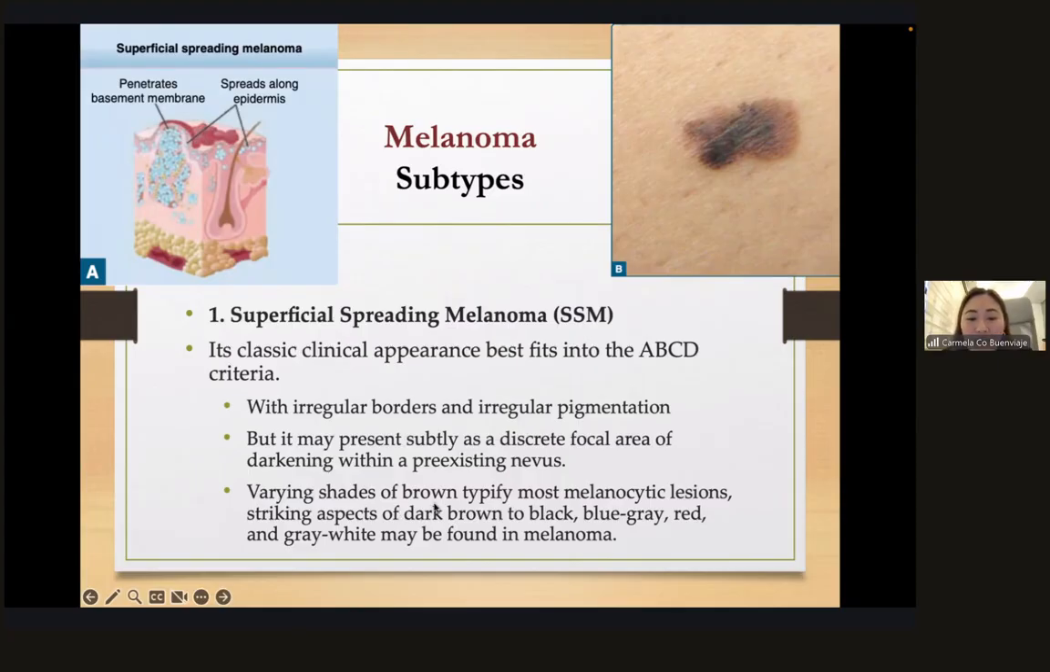It can present with varying shades of brown, typified for most melanocytic lesions, striking aspects of dark brown to black, blue-gray, red, and gray-white that may be found in melanoma. So it could have technicolor colors.